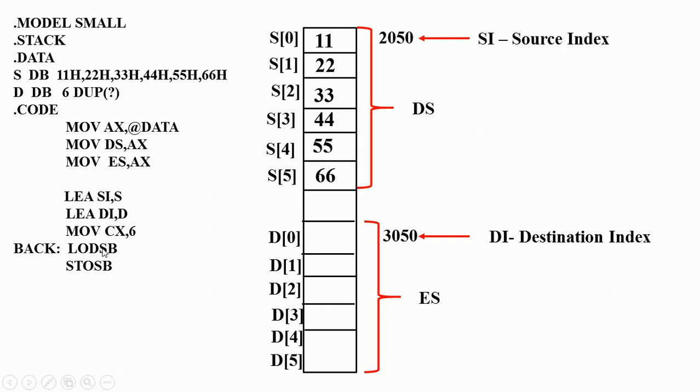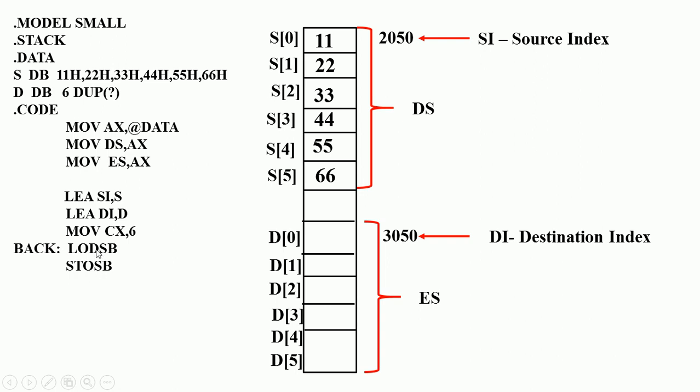After load string byte, automatically SI is incremented by 1, and if you execute STOSB, then it will transfer the content of AL to this memory, and automatically DI is also incremented by 1. No need to increment SI and DI explicitly. No need to execute the INC SI and INC DI instructions. Automatically that is taken care of by load string byte and store string byte.